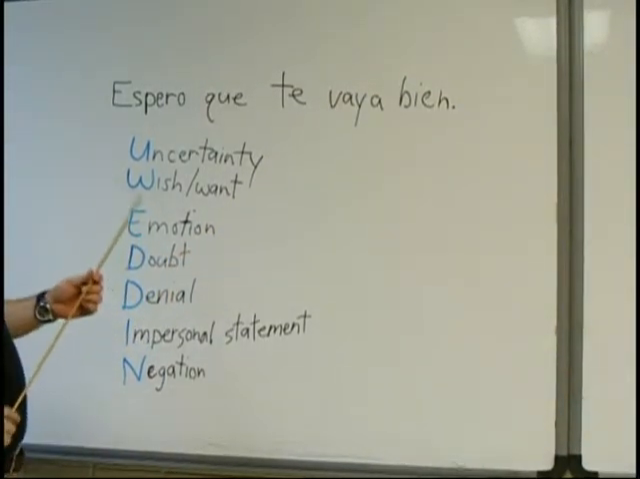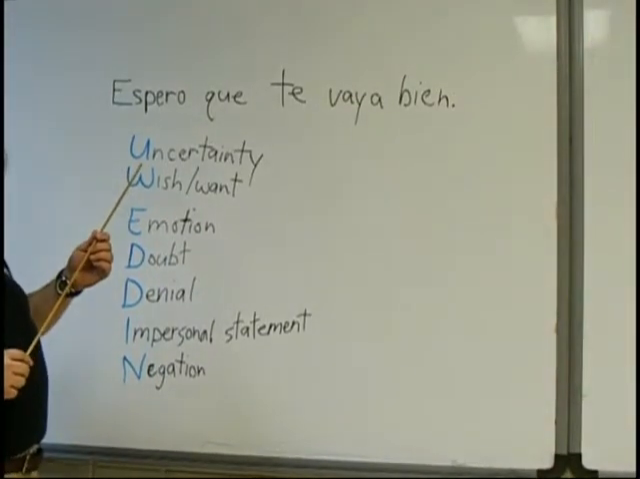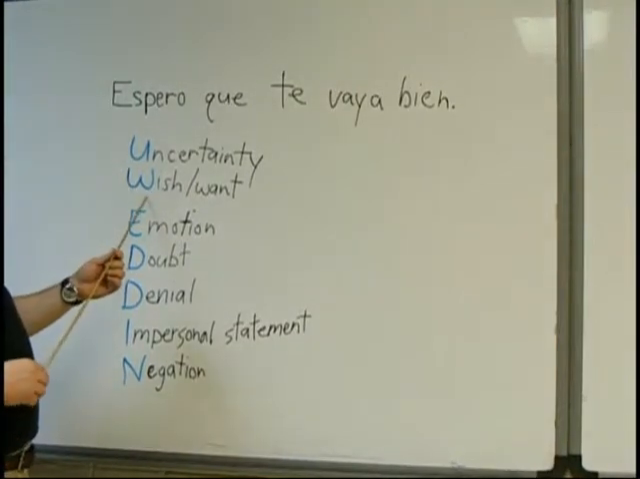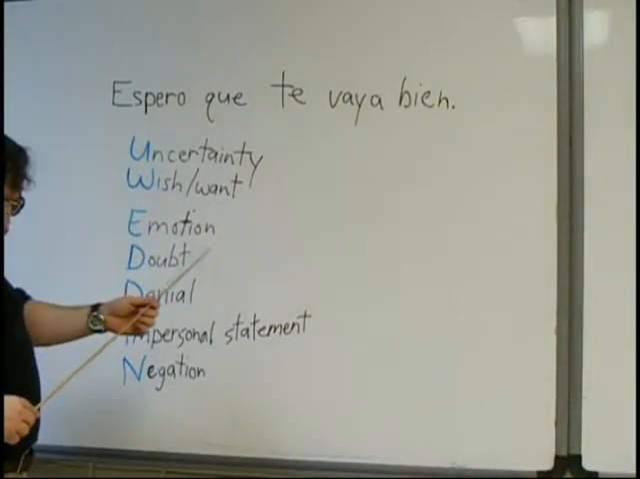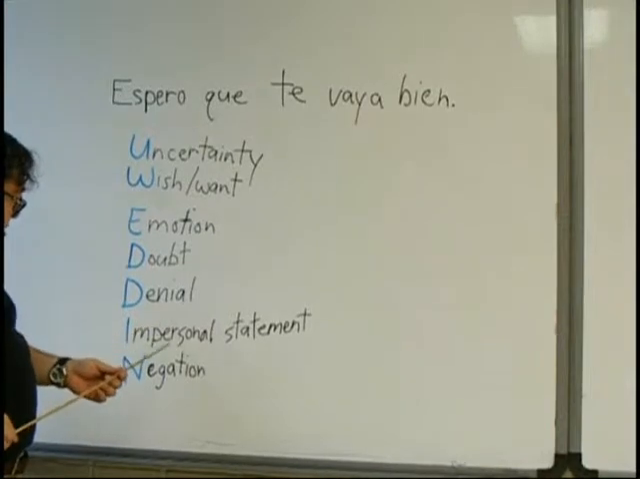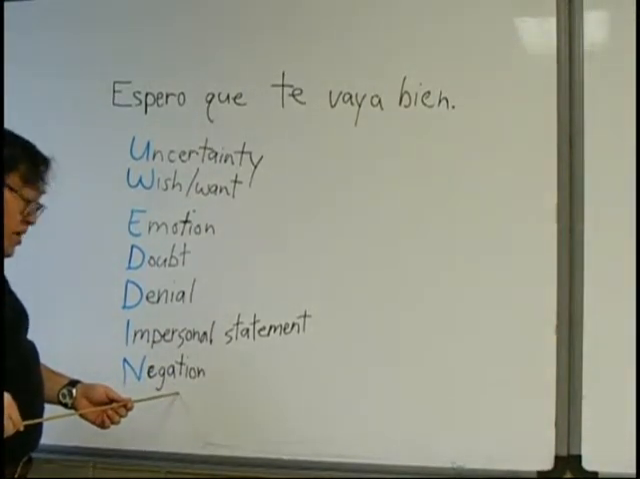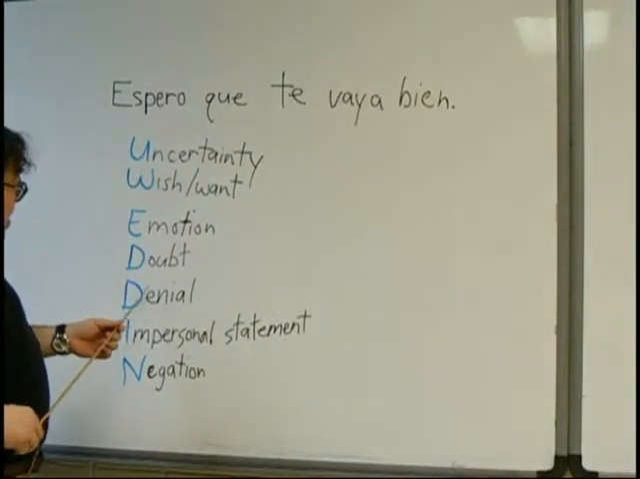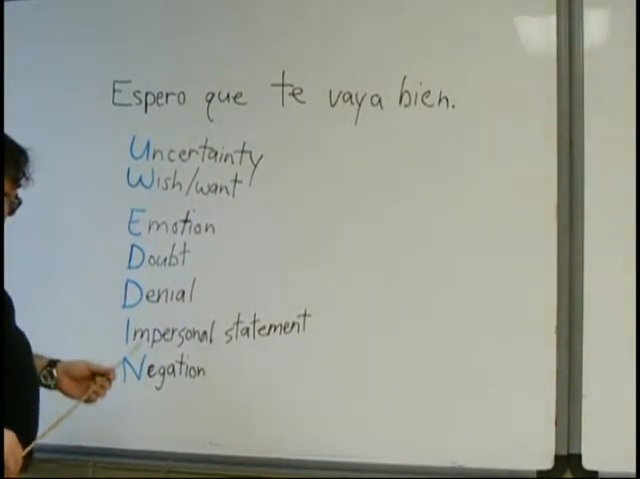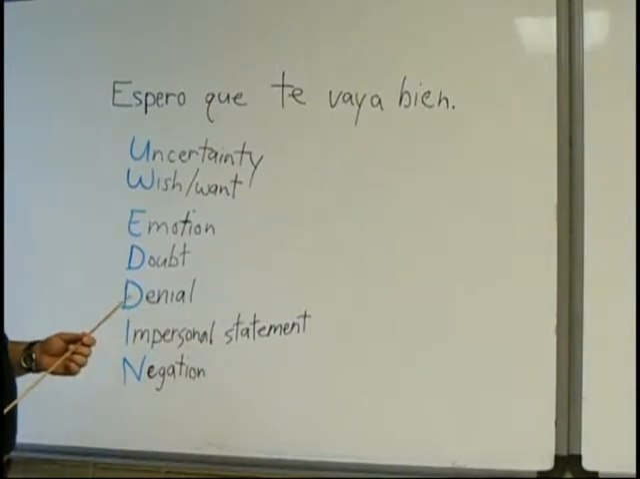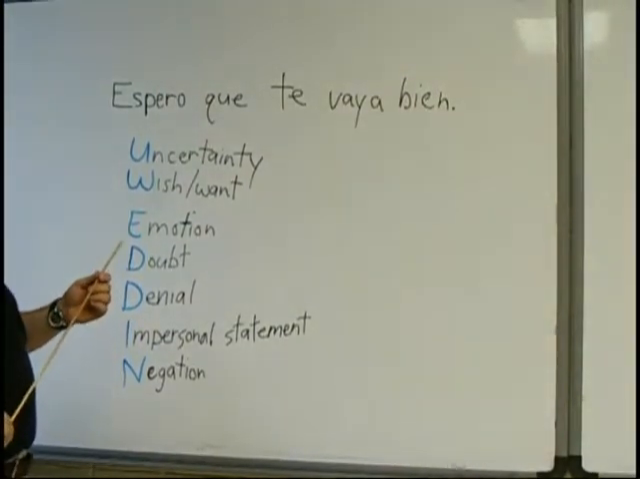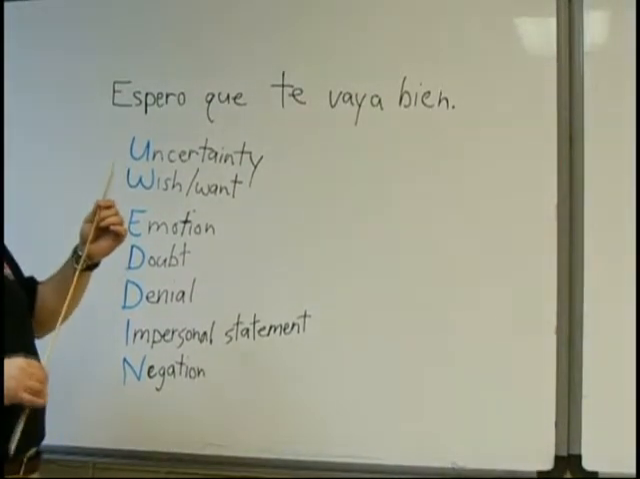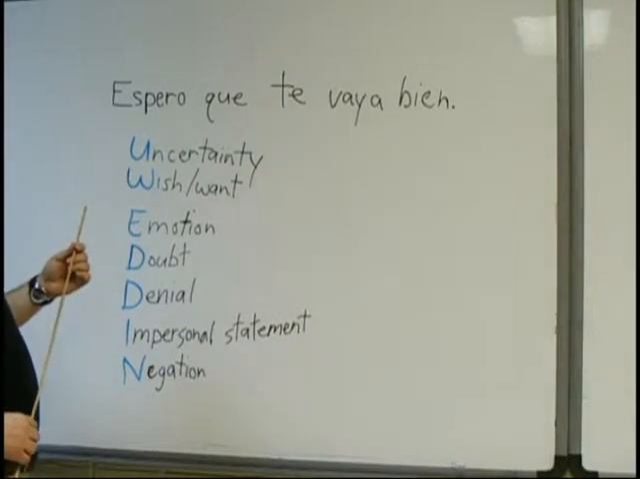Okay. Now again, the categories that bring on the subjunctive are these: uncertainty, wishing or wanting, emotion, doubt, denial, impersonal statement, and negation. Some of these categories overlap a little bit. For example, doubting and denial can overlap with uncertainty. Negation can overlap with uncertainty. If I said "I'm sure," or if I said "I'm not sure," if I negate it, then that negation actually expresses uncertainty, doesn't it? I'm not sure. Okay, that's expressing uncertainty.